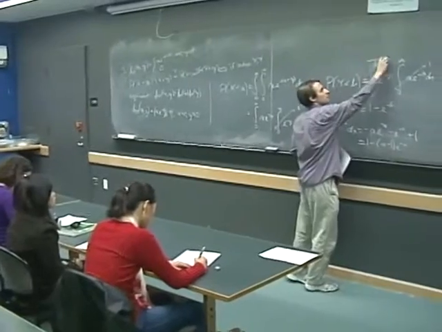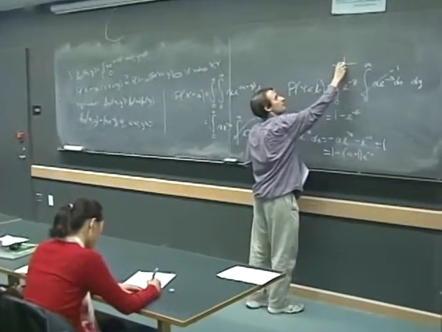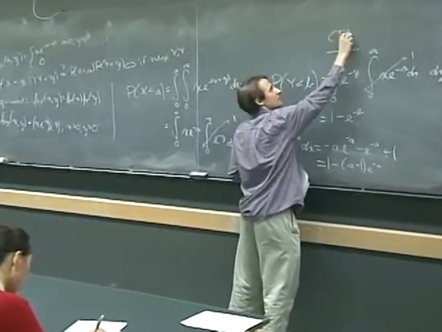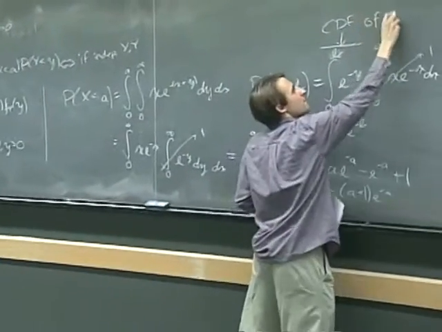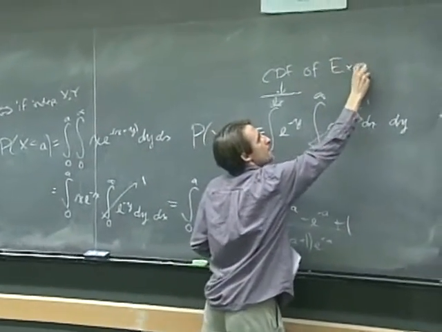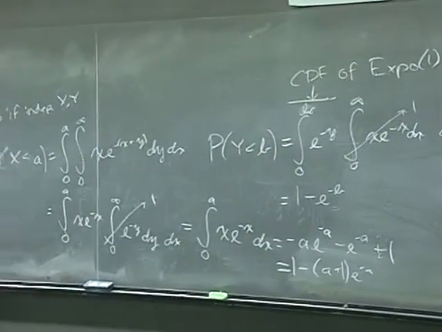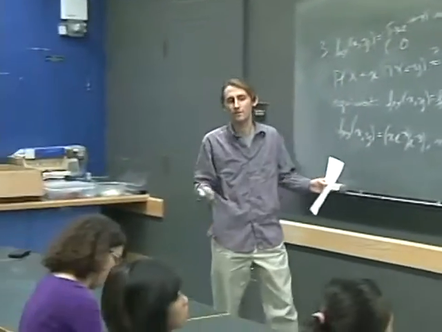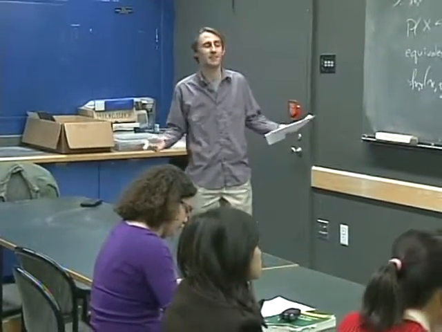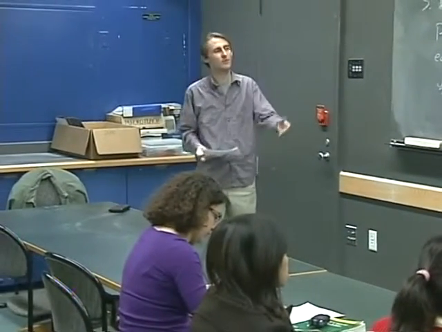Okay, so now you can see inside here, this is just the CDF of expo 1. So that's all we need to do. Or you could just do the integral. The integral of e to the negative x is e to the negative x. And you plug in those things, you'll get that.